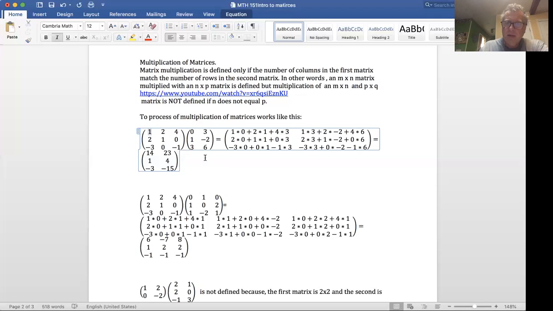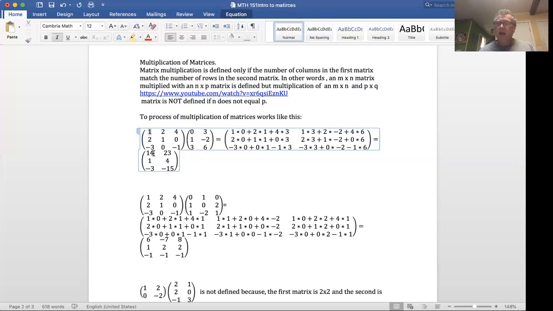Next, I have the second column here. What do I do with it? Well, now I'm going to multiply that first row with the second column. So I'm going to take the 1, multiply with the 3. I'm going to take the 4, multiply with the -2. Why the -2? Because they're both second elements in their respective row and column. I'm going to multiply the 4 with the 6. Why the 4 and the 6? Because they're both third elements in their respective row and column. I add that up. I end up with 23 for that one, 14 for the first.